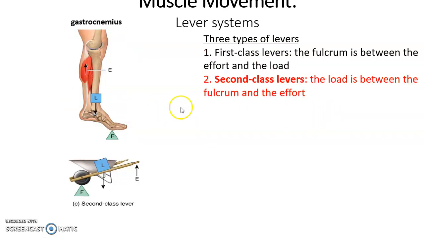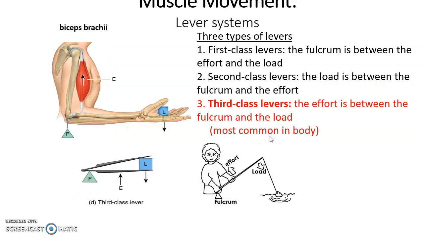There's second-class lever systems, where the load is between the fulcrum and the effort, such as a wheelbarrow, or say the gastrocnemius muscle pulling on the calcaneus, the load being the weight of the body, the fulcrum being the ball of the foot.